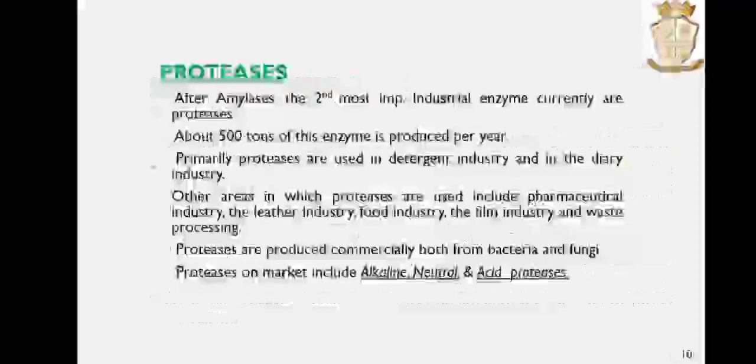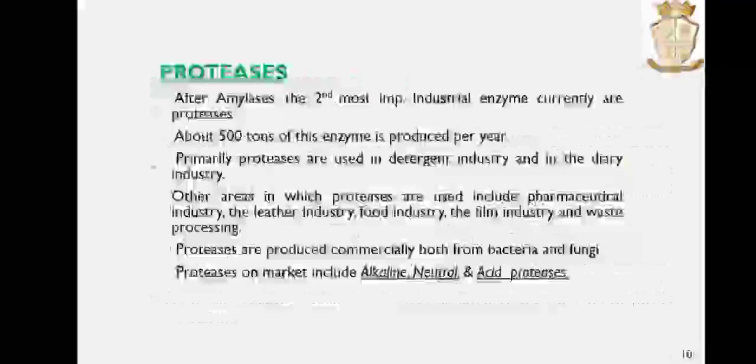Proteases. After amylases, the second most important industrial enzymes currently are proteases. About 500 tons of this enzyme is produced per year. Primarily, proteases are used in the detergent industry and in the dairy industry. Other areas in which proteases are used include the pharmaceutical industry, the leather industry, food industry, film industry, and waste processing. Proteases are produced commercially both from bacteria and fungi.